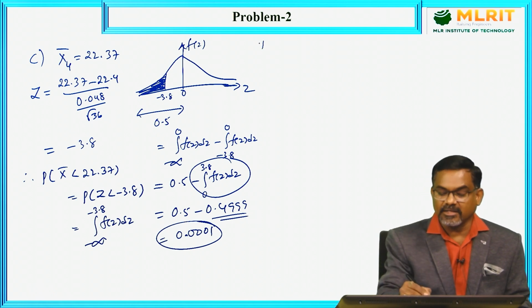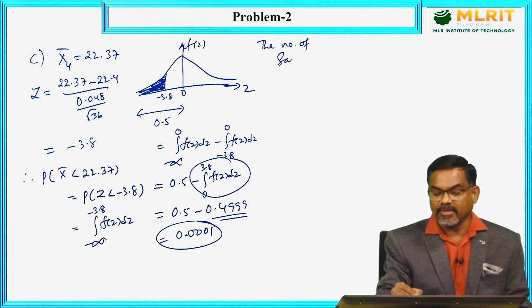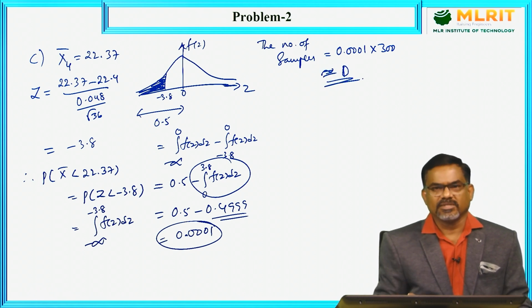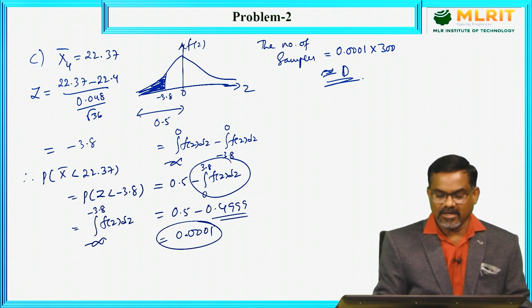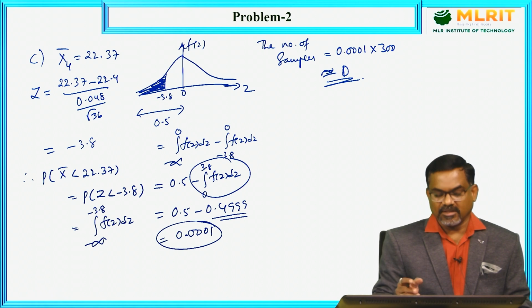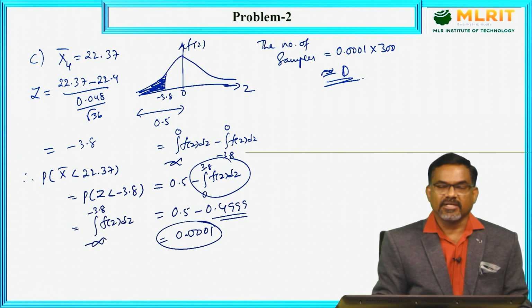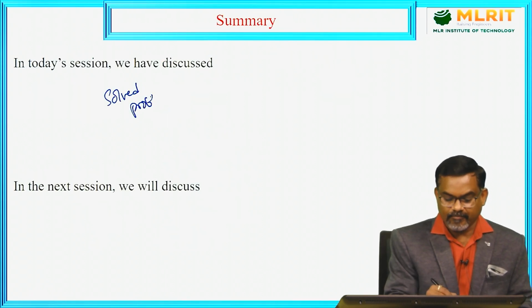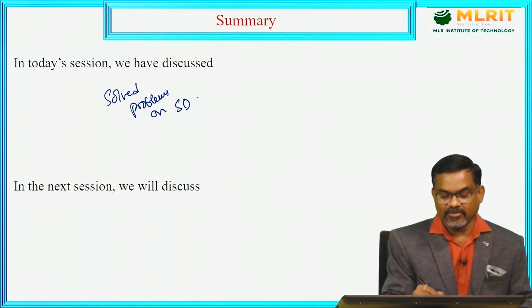But we need to calculate the number of samples. Number of samples is equal to this probability multiplied by total number of samples, 300. So, almost we can consider as 0. There is no sample whose mean is less than 22.37. So, like this we can find the required probabilities or the number of samples using the sampling distribution of means when sigma is known. In today's session, we have solved some problems on sampling distribution of means when sigma is known.